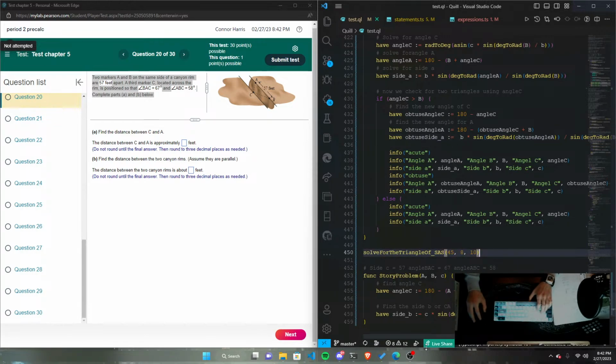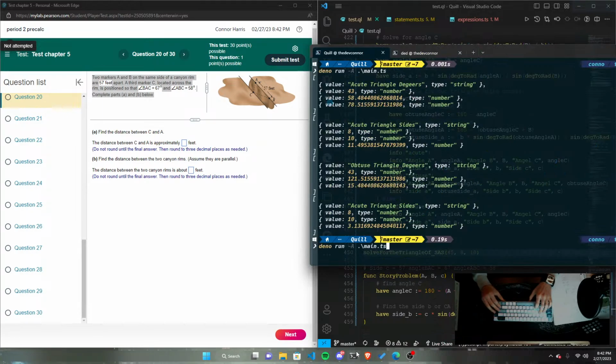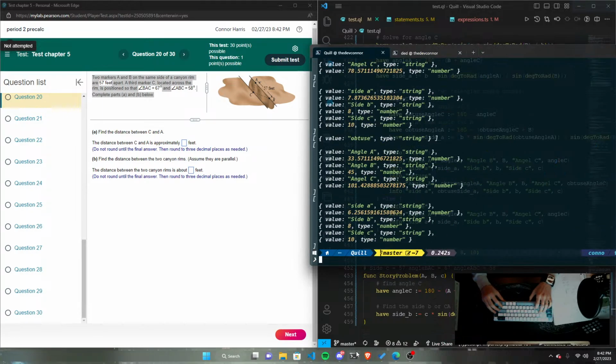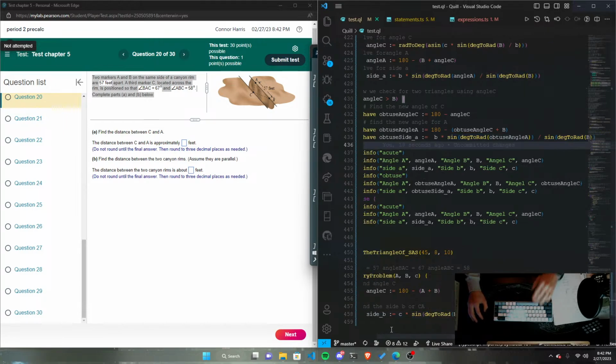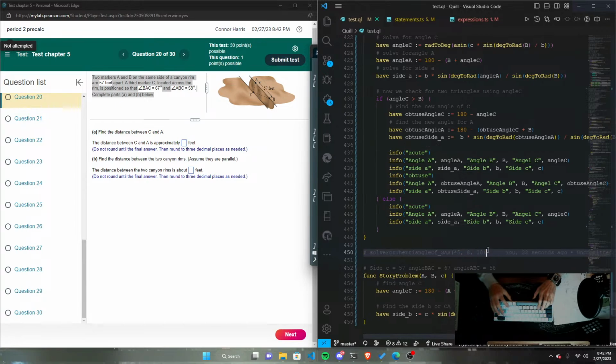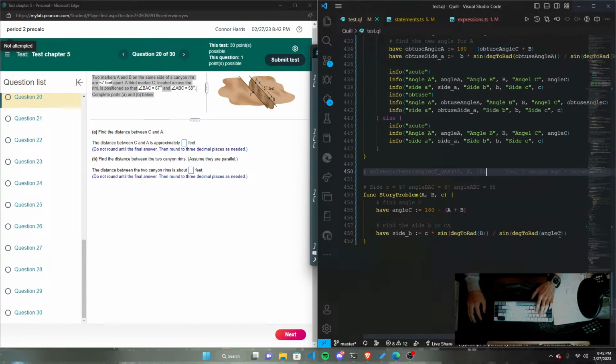So if we uncomment this, that's the problem we made. I see. So that's the problem we made in that code, was we never closed off our sine here to be different values. So we were running into that error. All right, there we go. That fixes that issue. Right, so now we found our side B.